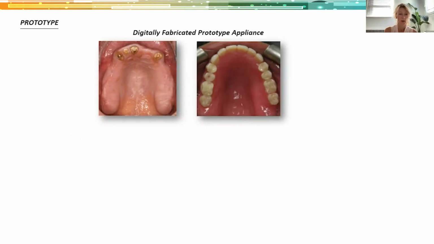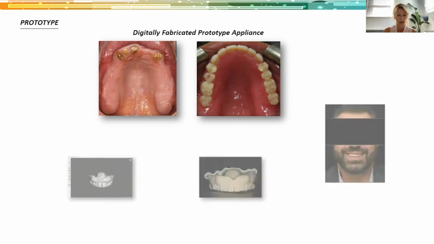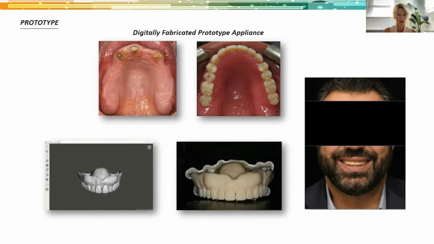Also, a prototype could be a specially fabricated appliance. Like in this case, we use the patient's existing dentures, maxillary denture, which needed to be modified just slightly. Some teeth needed to be altered. We did that virtually, and then we printed the prototype and tried it in the patient.